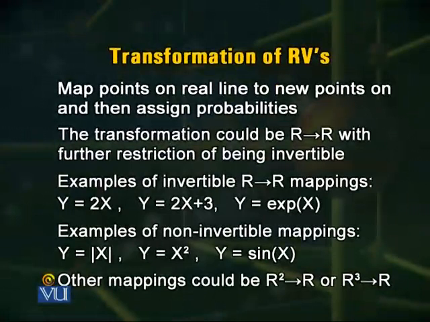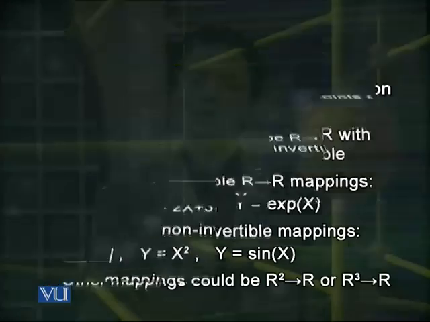There could be other variations, for example R3 to R, and there could be pairs of mappings where one mapping maps a random variable to a new random variable, another mapping maps to another new random variable, and these two new random variables can be defined on a 2D plane. So there are all sorts of mappings and groups of mappings which change the values and the associated probability values of random variables.